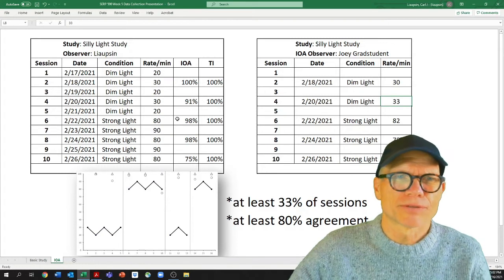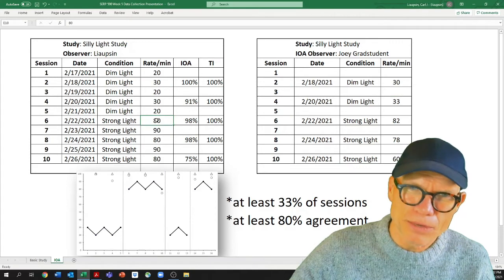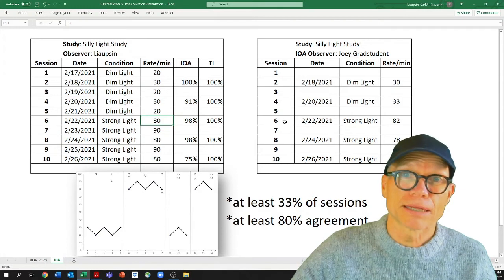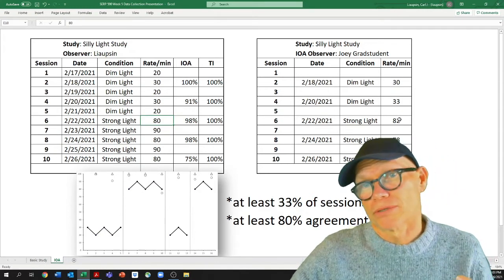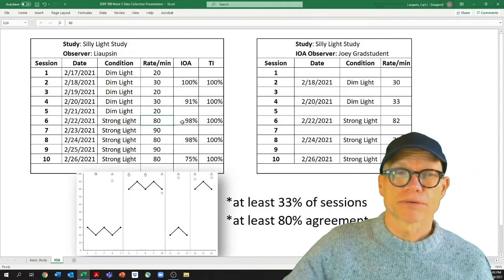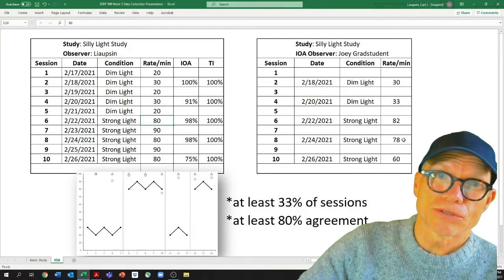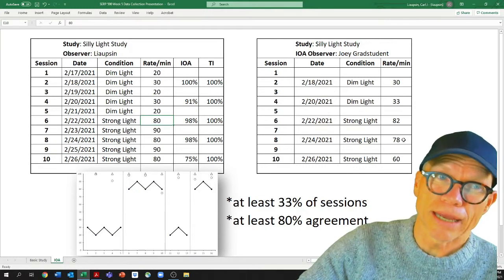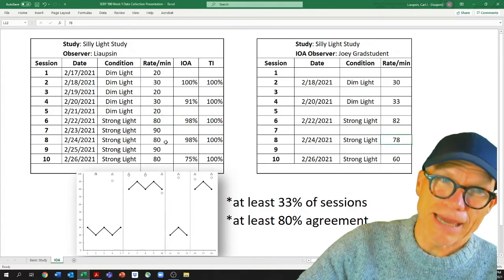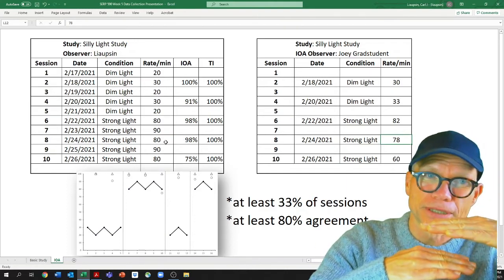Same thing every other session. So here, I recorded 80 words per minute during an intervention phase of strong light reading, and Joey, grad student, records it at 82 words per minute, and that equates to 98% agreement. Just keep in mind that if Joey, grad student, on a session gets a lower count than mine, then we divide Joey's count by the 80, right? So it's the smaller number over the larger number, okay, times 100.